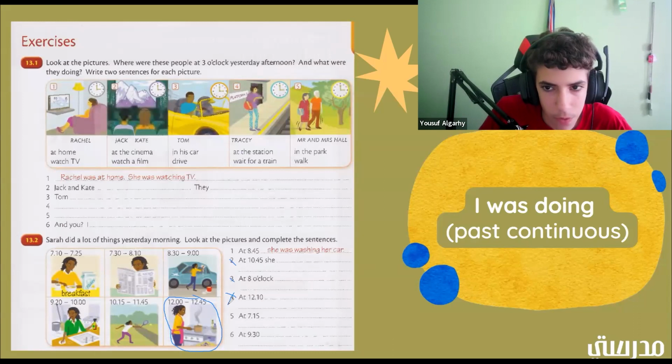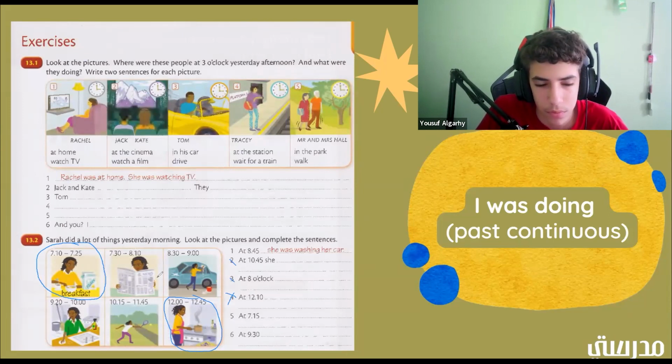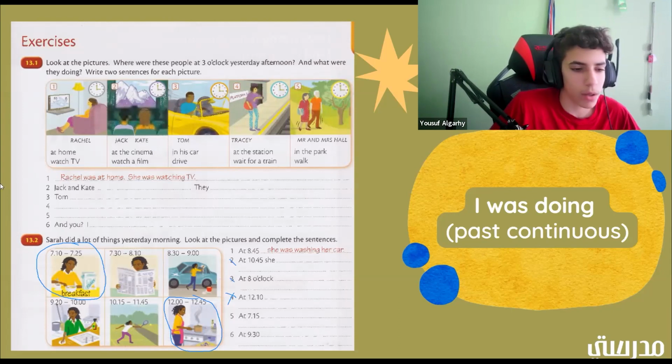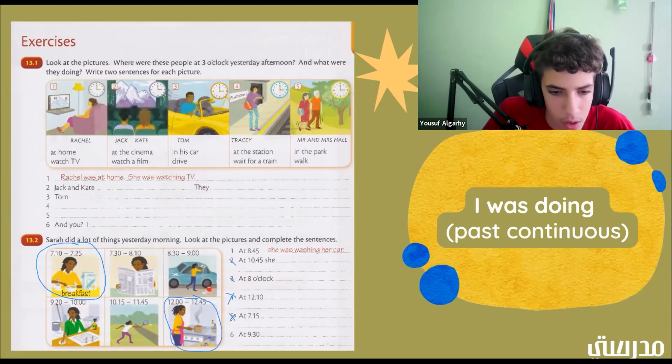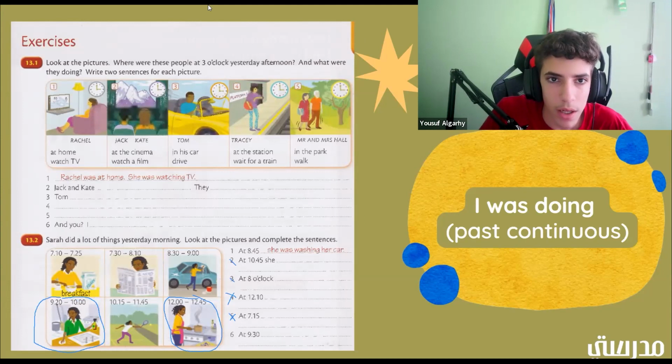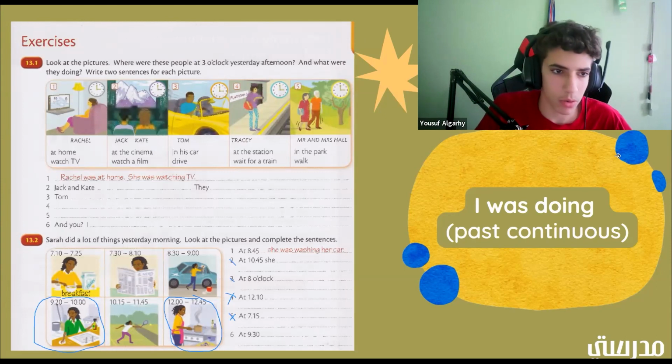So now we have at 7:15, which is this here. What was she doing? She was eating breakfast. All right, good job. So 7:15 is done. And then 9:30. This is 9:30. What was she doing? She was cleaning. All right, good job. Great. Let's move on to the next one.